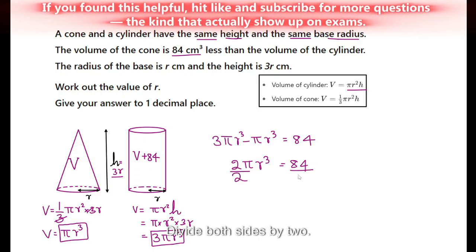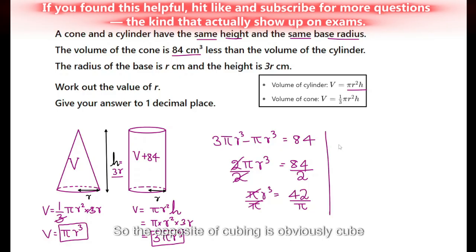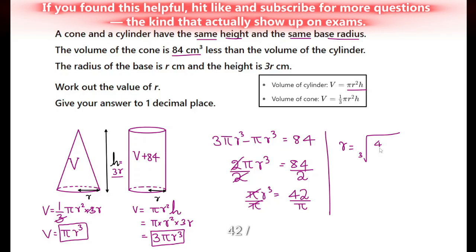Divide both sides by 2. Pi r cubed is equal to 42. I can divide by pi, cross them out. So I know r cubed is 42 over pi. The opposite of cubing is obviously cube rooting. So if r cubed is this, r is the cube root of 42 over pi. You can also put this as to the power of 1/3.